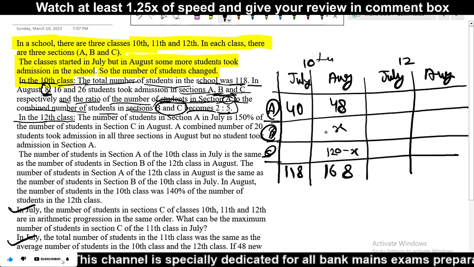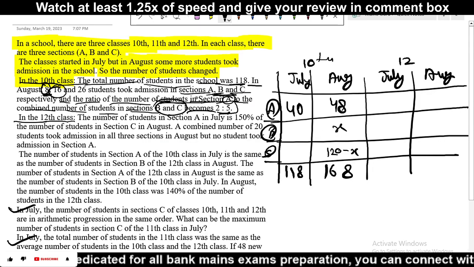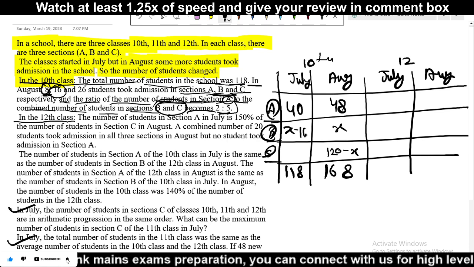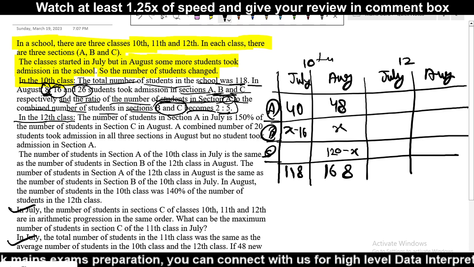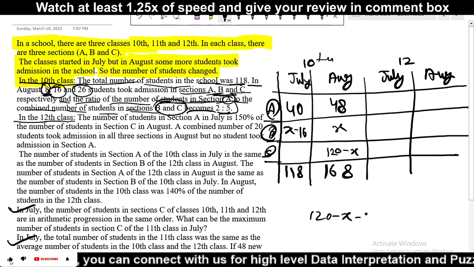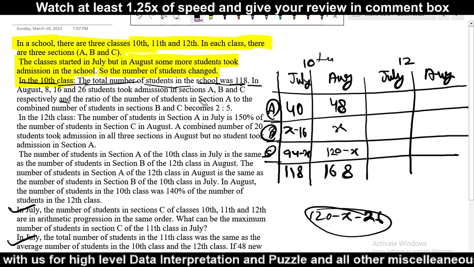Similarly for B section, just subtract 16. Why 16? Because 16 is for B. So I will subtract 16 from x, so x minus 16. And for the C section also, subtract 26 from this, so 120 minus x minus 26, it will be 94 minus x. Now let me clear this first of all. Now read the question ahead.